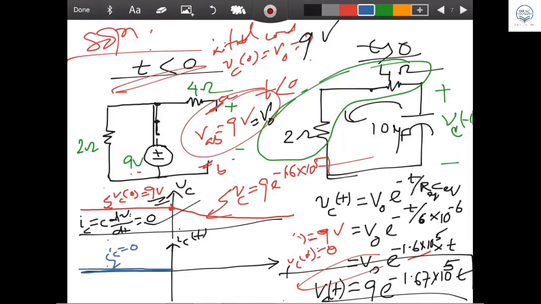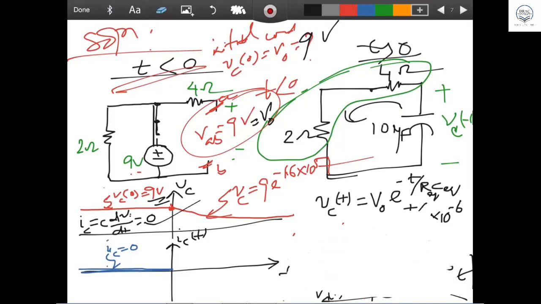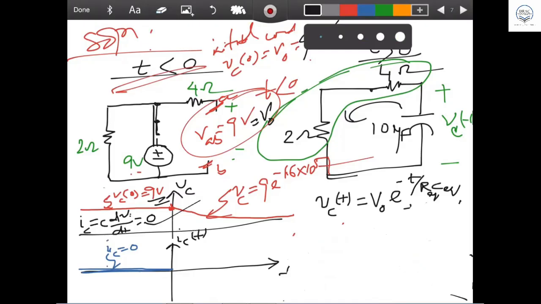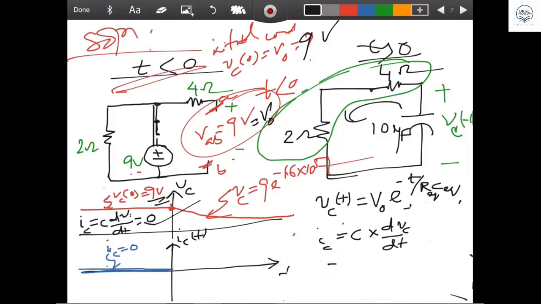Next, IC after t is more than 0. What is the IC? This is t more than 0, right? I'm writing 10 into 10 to the power minus 6. IC equal to C into dVc by dt. And what is the C? It is 10 to the power minus 6.